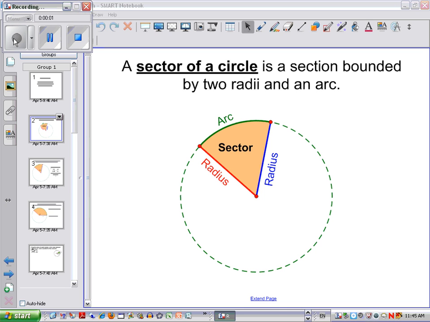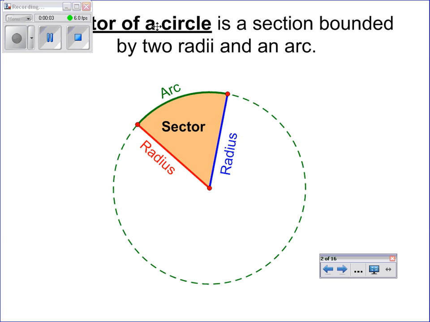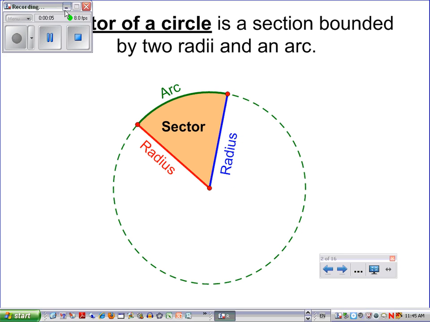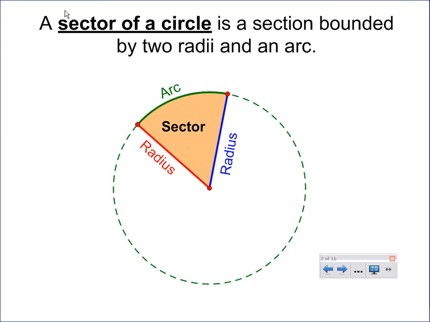Okay, we're going to start working on sectors, segments, and arc length today. Pay particular attention, there are 3 different sections, so if you need to rewind and go through the details, make sure that you do that. Okay, a sector of a circle is a section bounded by 2 radii and an arc.